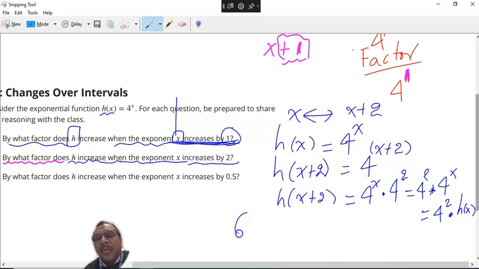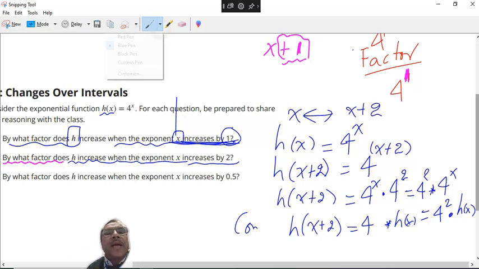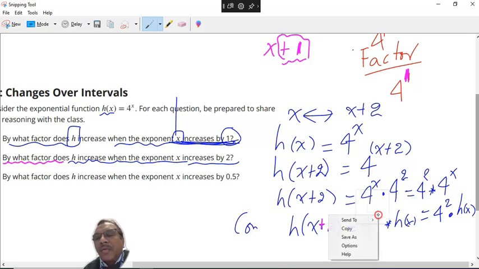So what is the conclusion? We started with h of x plus 2, and then we ended up getting 4 raised to... let me show. Look at the color that I put. If there is a plus 2 here, then you put 4 raised to 2. So that's important.